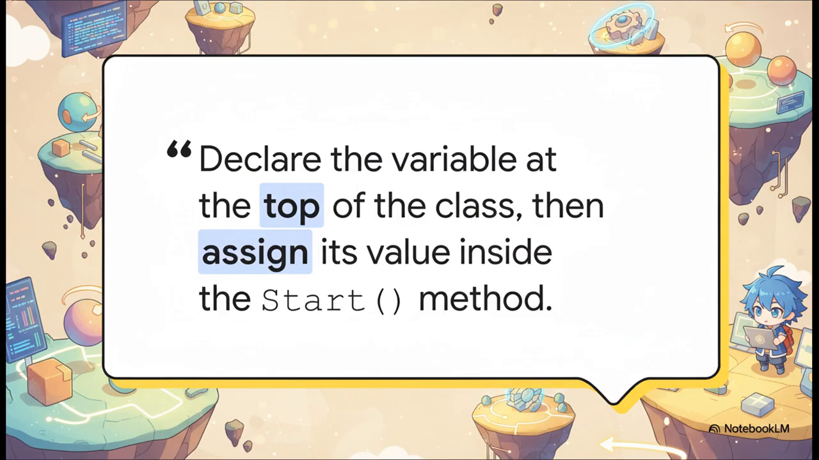Then, step 2, we go inside the Start method and we assign its value. We type rb2d = GetComponent<Rigidbody2D>(). Notice we don't type Rigidbody2D again here. We're not creating a new local variable. We're just finding the component and putting it into the existing member variable we made earlier. Now, rb2d will hold on to that reference and be available to every other method in our script.